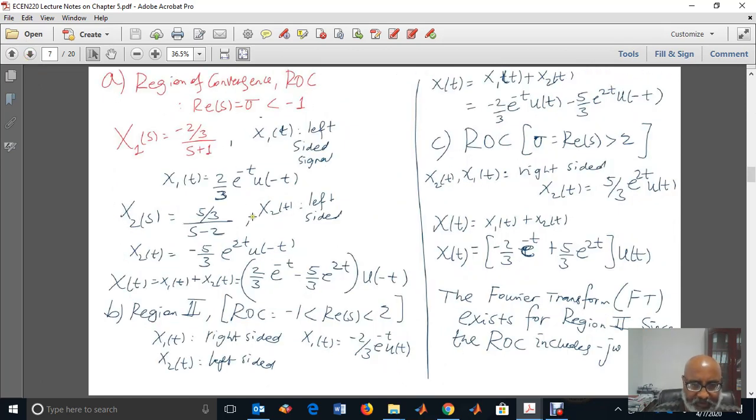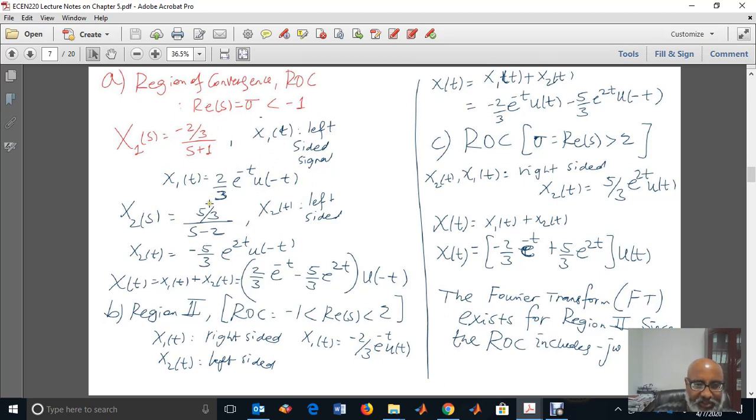Okay, so based on that, this is left-sided, which means if we use the previous rule, then this will be (2/3)e^(-t)u(-t). Okay, what about the second one?